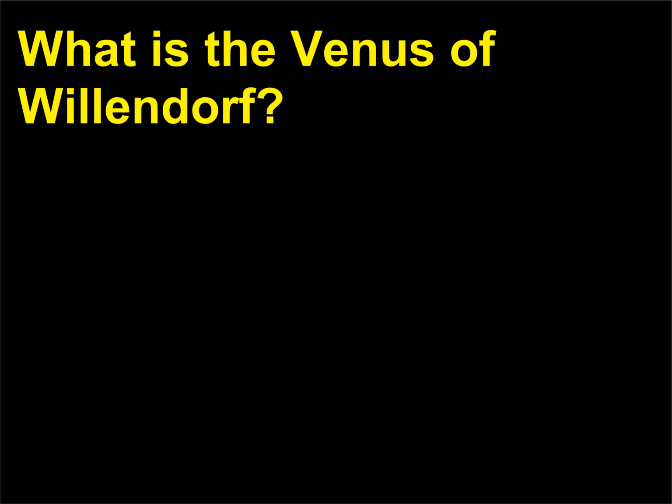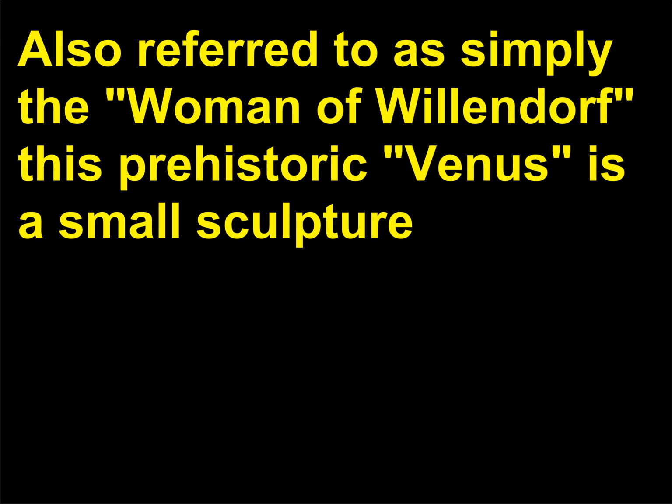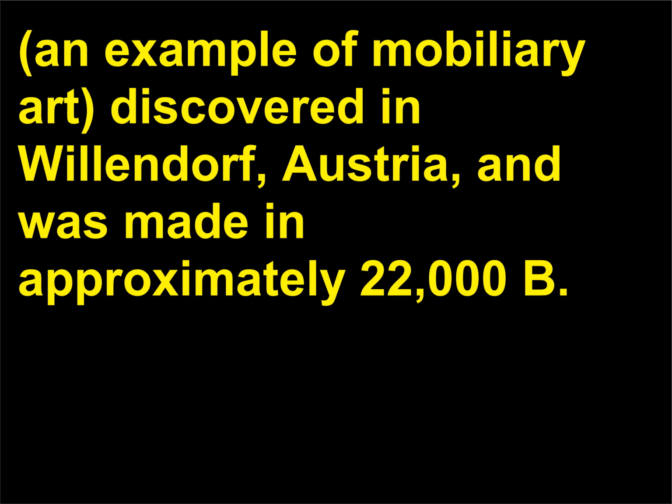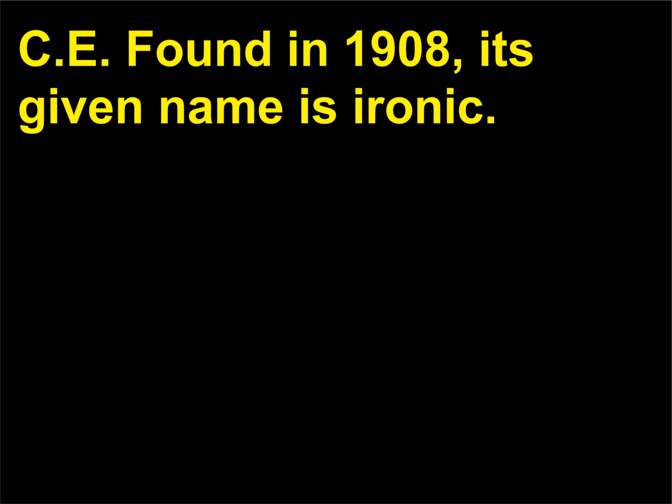What is the Venus of Willendorf? Also referred to as simply the Woman of Willendorf, this prehistoric Venus is a small sculpture, an example of mobiliary art, discovered in Willendorf, Austria, and made in approximately 22,000 BCE. Found in 1908, its given name is ironic.